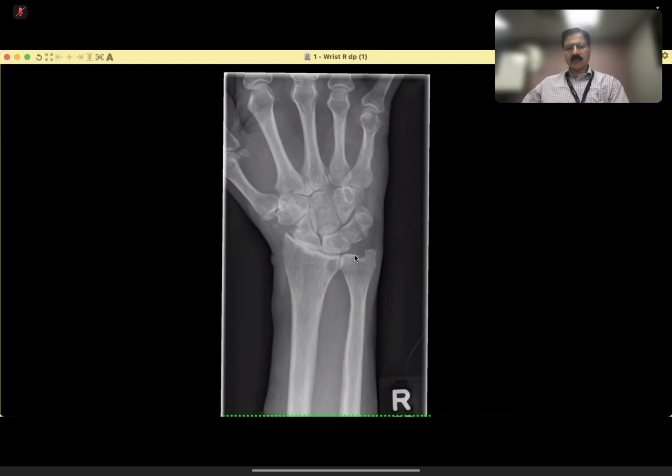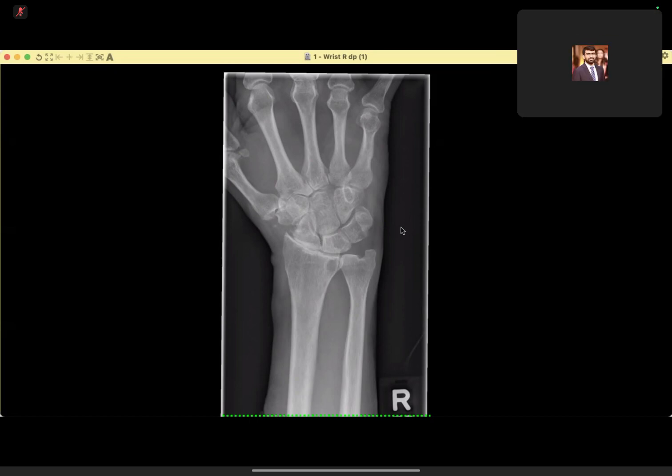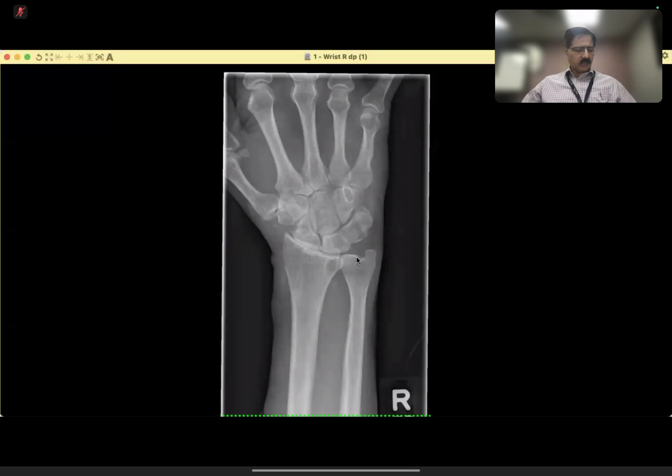What is happening in this joint here, the radiocarpal joint? In the radiocarpal joint there is decreased joint space and there is subarticular sclerosis. There is scaphoid and lunate involvement. Okay, what is your conclusion then? What about this lytic lesion? What is your conclusion about this lytic lesion?